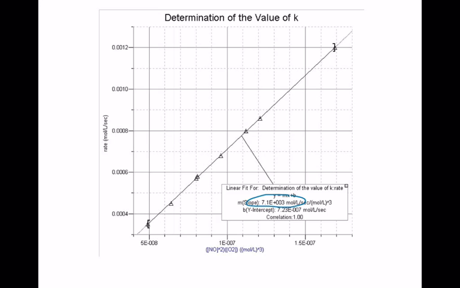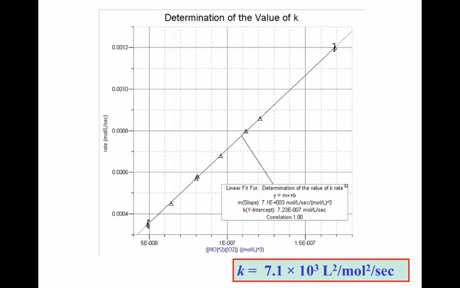Welcome to Chem 2. Messy, yes. Doable, yes. Okay. So, again, the value is 7.1 times 10 to the third. We got that from the slope. The units will be liters squared per mole squared time.